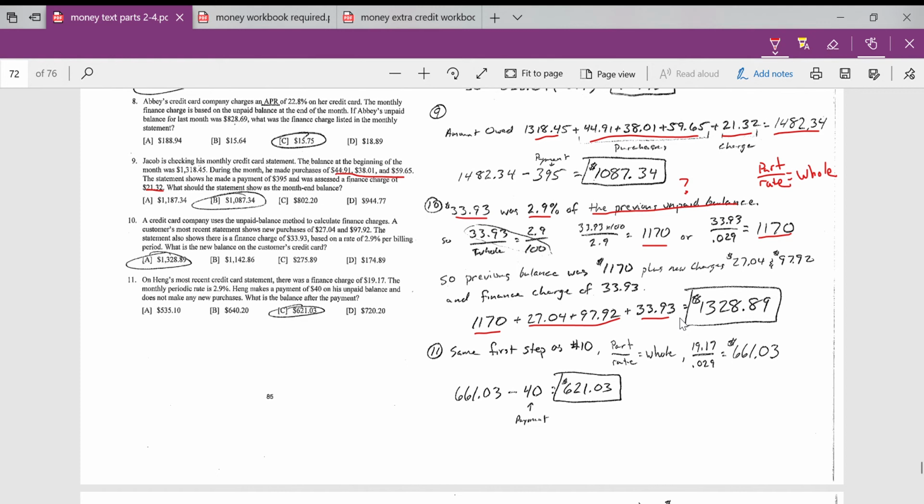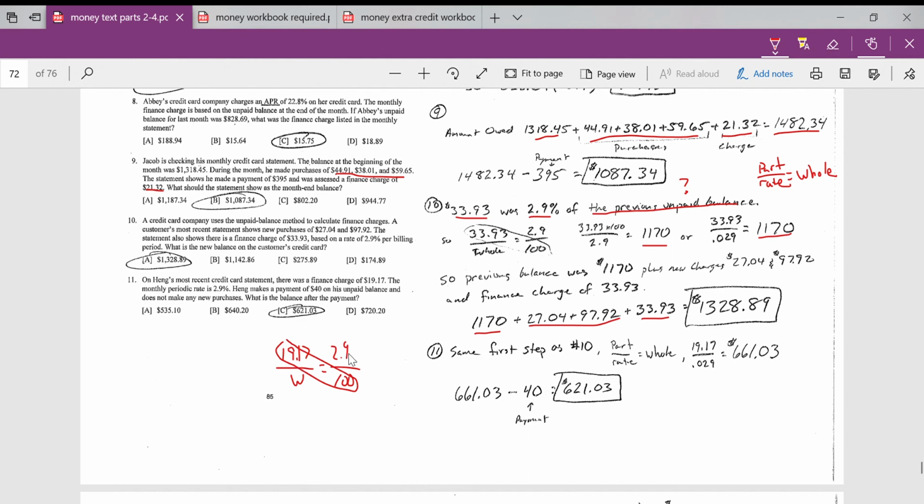They make a payment of $40 on the unpaid balance and do not make any new purchases. What is the balance? So the beginning step is the same as number 10. You can either do this part over whole equals the percent over 100. So for this problem, that would be 1917 over the whole. We don't know that. Percent was 2.9 over 100. Do cross multiply and divide. So multiply those two, divide by 2.9.